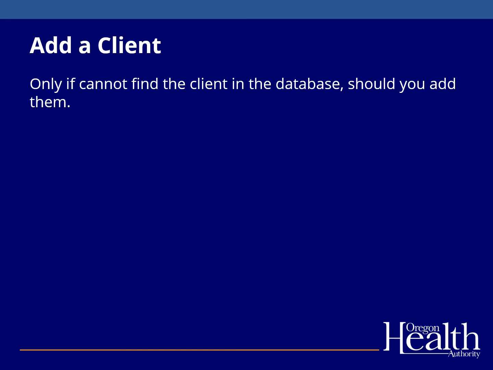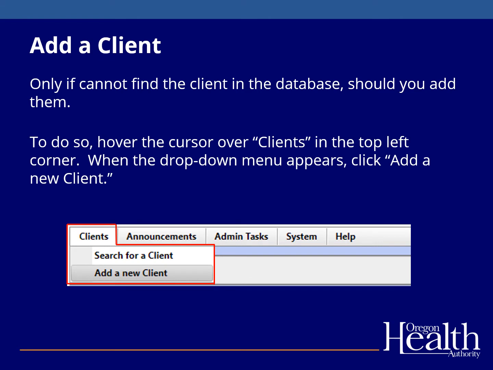Okay. Let's go back to the scenario where you are looking for a client to ensure that they are not already enrolled in the RH program. If, after using multiple ways to search for a client, you determine that they are not enrolled, the client will need to complete a RH program enrollment form, and then you'll need to enter the information from their enrollment form into the eligibility database, which means you'll need to add a client. To do so, hover your mouse over Clients in the top left corner, and when the drop-down menu appears, click Add a New Client.